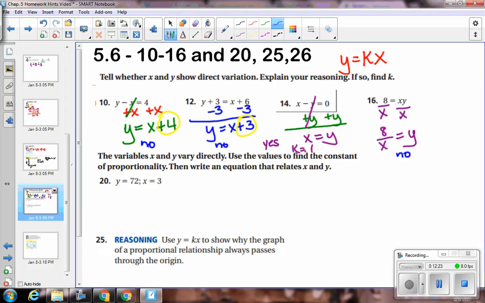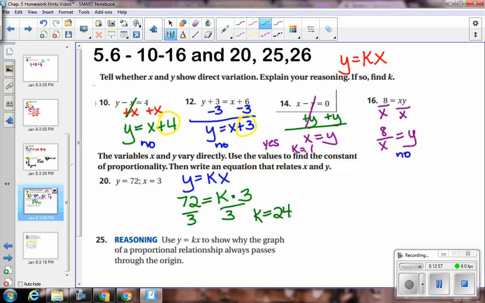Okay, on number 20, we're going to write an equation and find that constant. So that constant, because y equals kx, we can put in what we know. We know that y is 72 when x is 3. So we have k times 3 equals 72. So in order to solve this, we would just divide each side by 3. So we find out that k is 24.